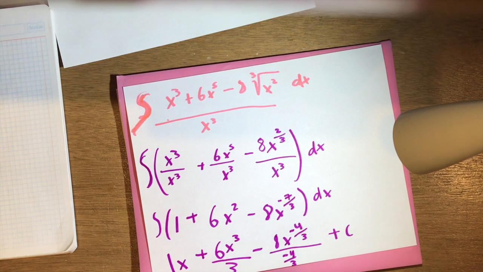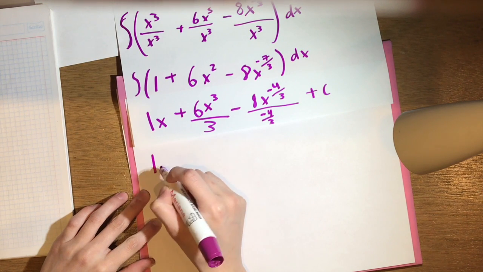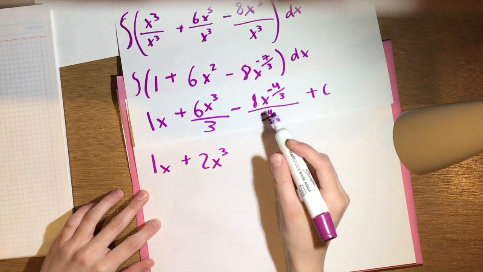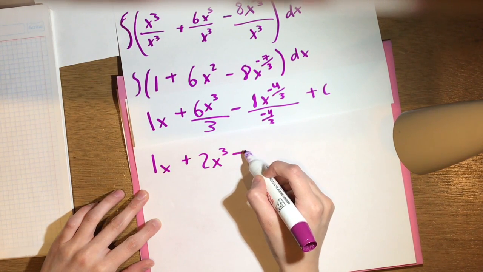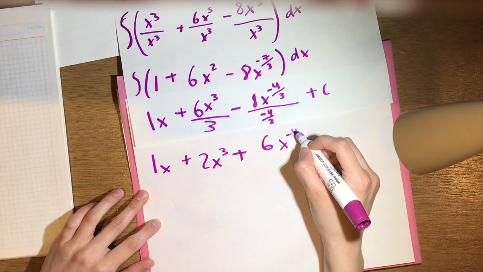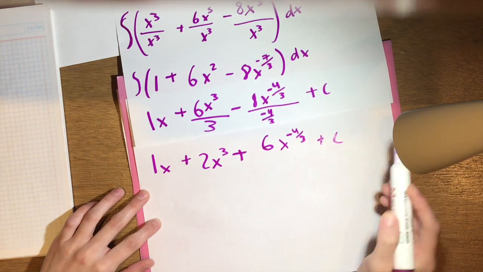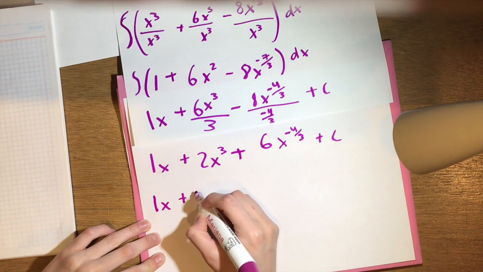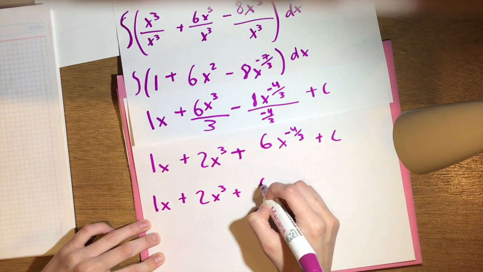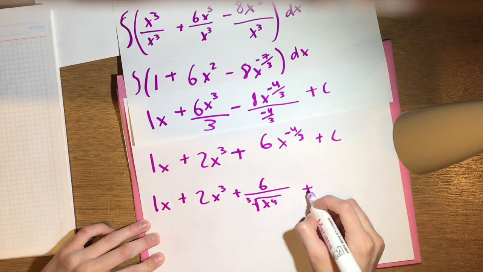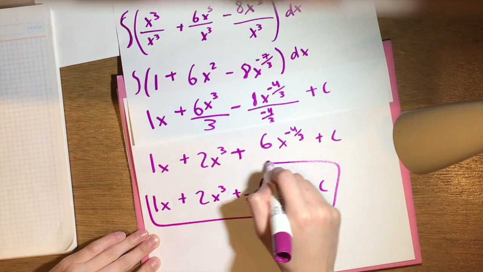And now we're going to simplify this term. So we will be left with 1x plus 2x to the third, and these two negatives will become a positive 6x to the negative 4 over 3 plus c. And we don't want to be left with a negative exponent, so we will simplify again. And this will be our final answer.